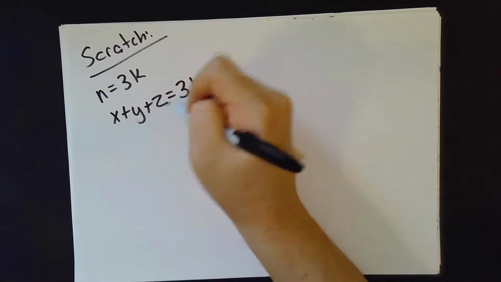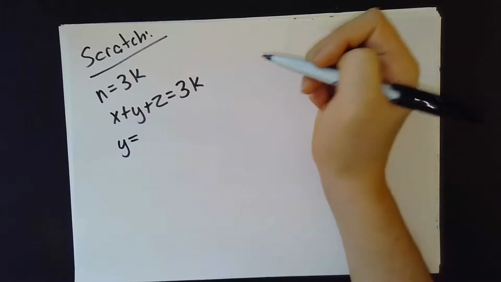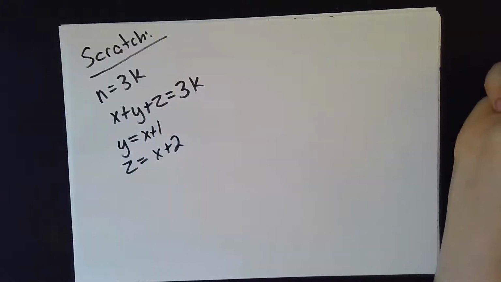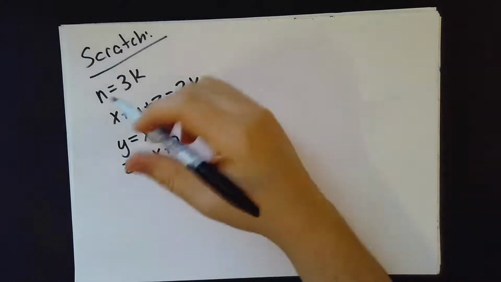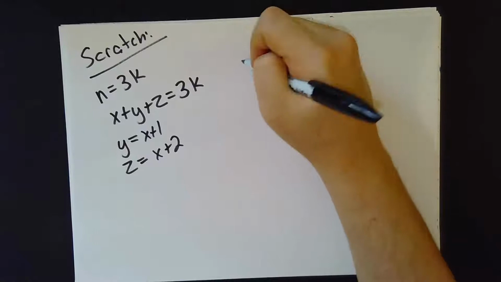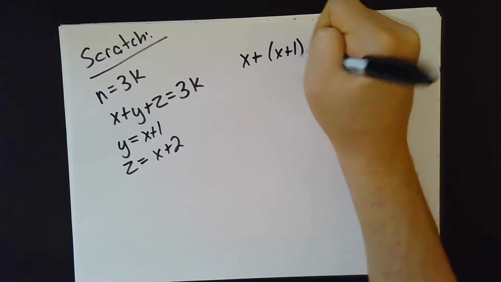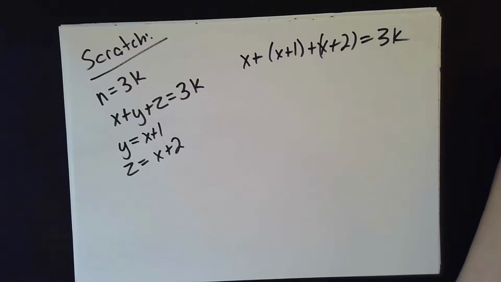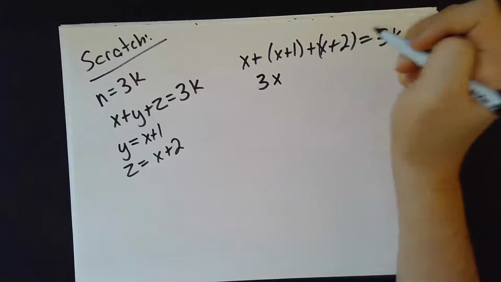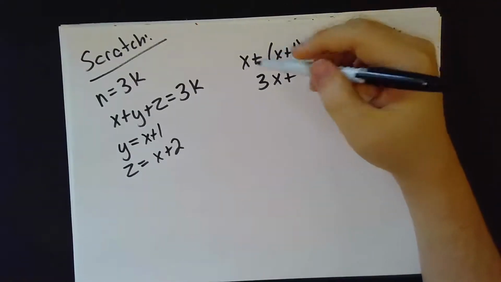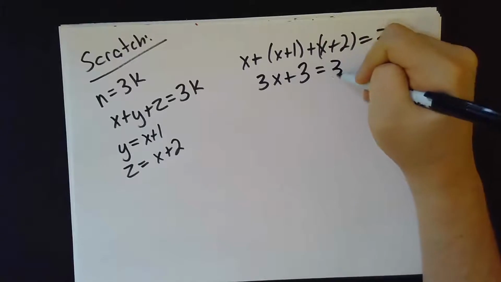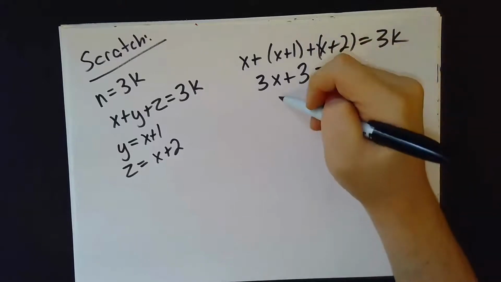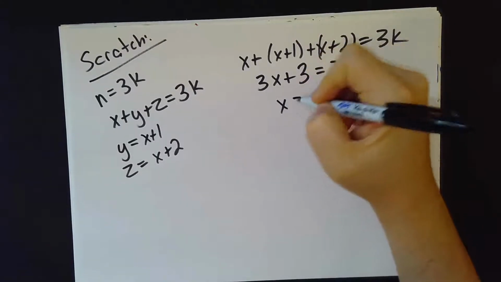If x, y, and z are consecutive, well, then y is x plus 1 and z is x plus 2, right? And so then what we're saying here is that x plus x plus 1 plus x plus 2 is 3k. So that is 3x plus 3 is 3k. So x is k minus 1.